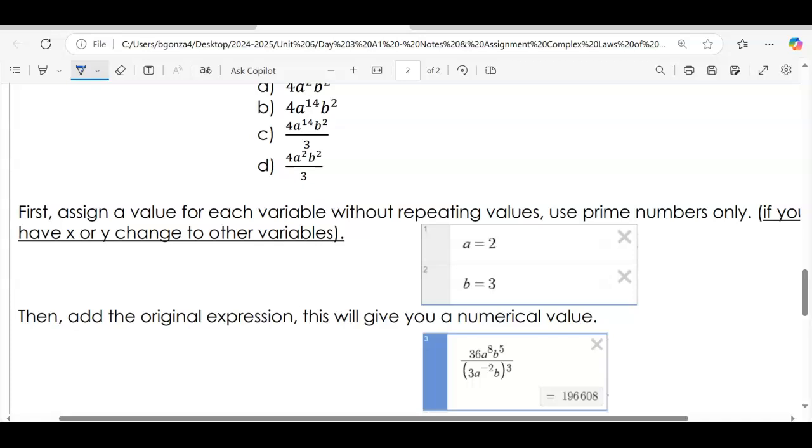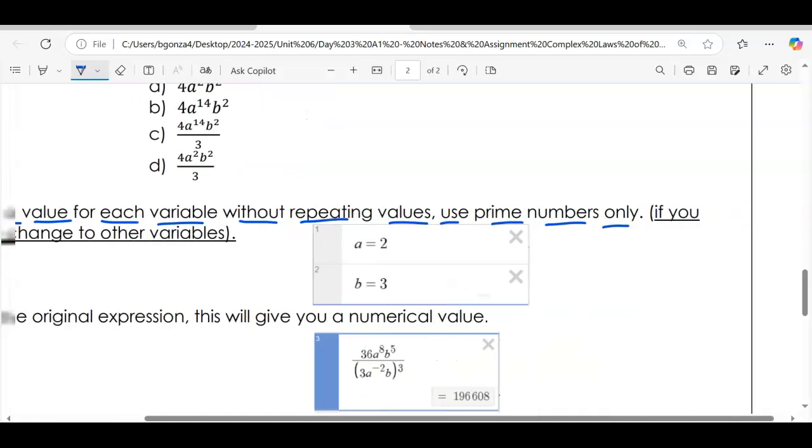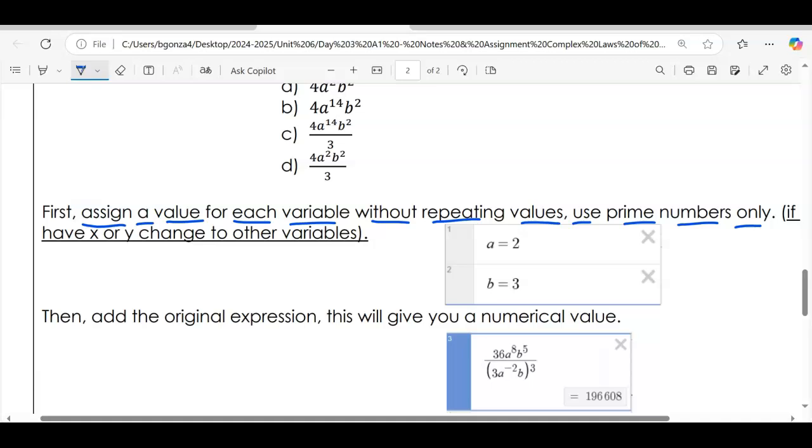Here's what you're going to do. You're going to first assign a value for each variable, without repeating values, different numbers. Use prime numbers only. If you have X or Y, you have to change it to other variables. Okay? Now, check this out.